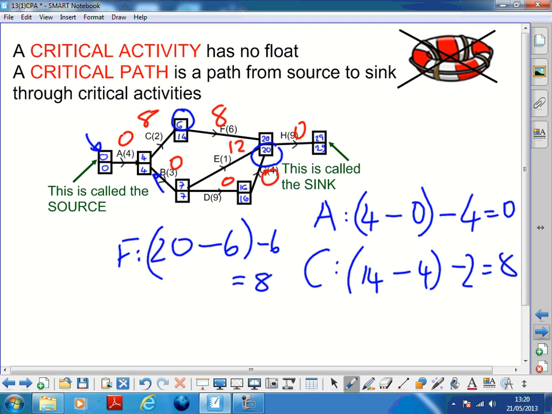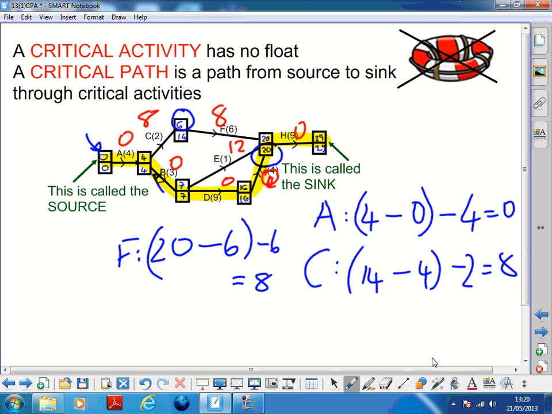So a critical activity has got no float. It's critical because it can't be delayed. So our critical activities are A, B, D, and whatever that one was under there that I can't see anymore. C. No, C's over there. G. Yeah, G. And a critical path is a path from the source to the sink, and it goes through the critical activities. So this is the critical path through this network.